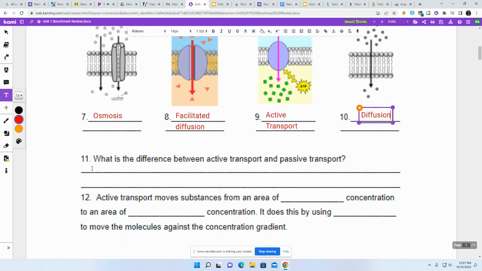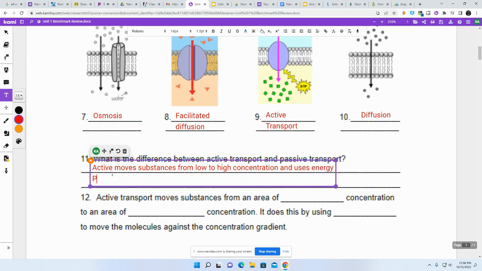Anyways, all right, what's the difference between active and passive transport? Active moves substances from low to high concentration and uses energy. Passive moves substances from high to low concentration and uses no energy. Does not require any energy. So there's your two definitions, active transport and passive transport.